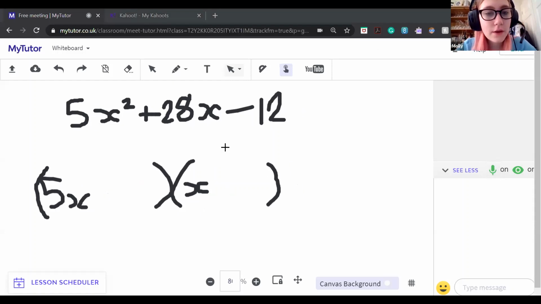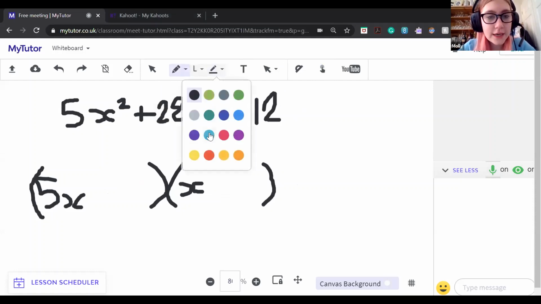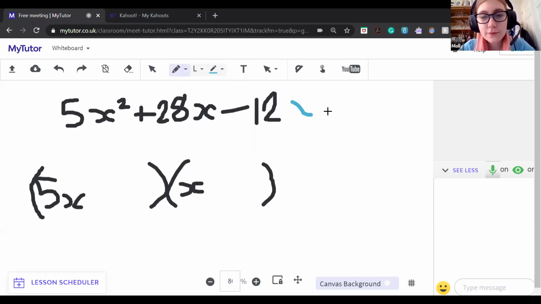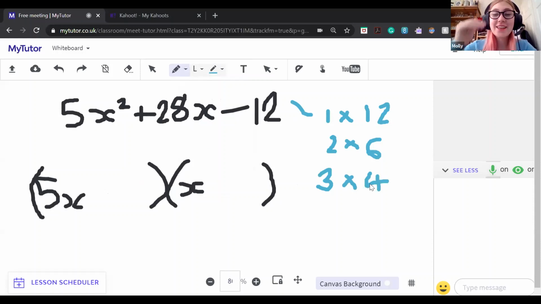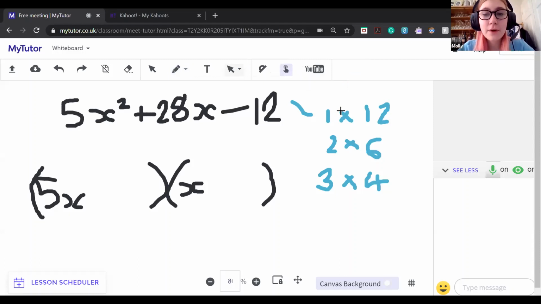So we're going to use that and write out again everything that multiplies to make 12. 1 times 12, 2 times 6, and 3 times 4. 12 is like a favorite one of examiners and me, because there are 3 ways of making it, so it's a good one for testing it. Now, what we want is that when we multiply one of these by 5 and subtract one lot of the other one, or multiply one, take one and subtract 5 of the other one, that we get 28.